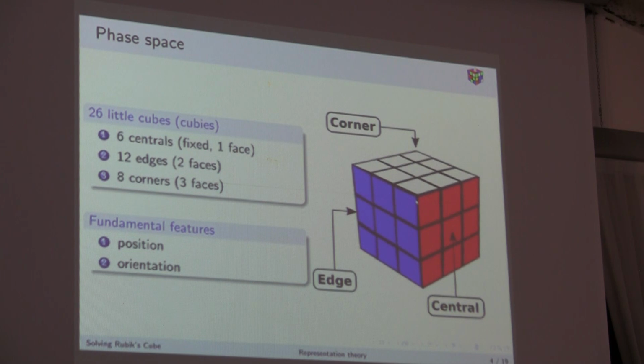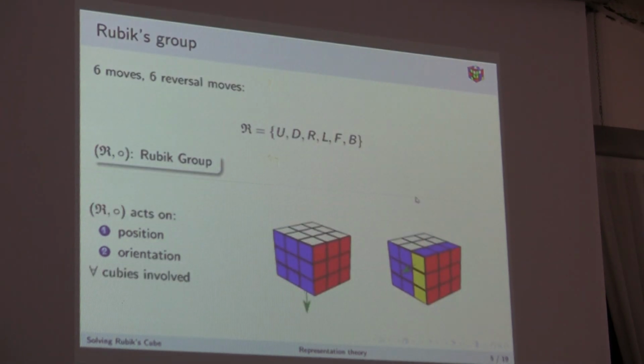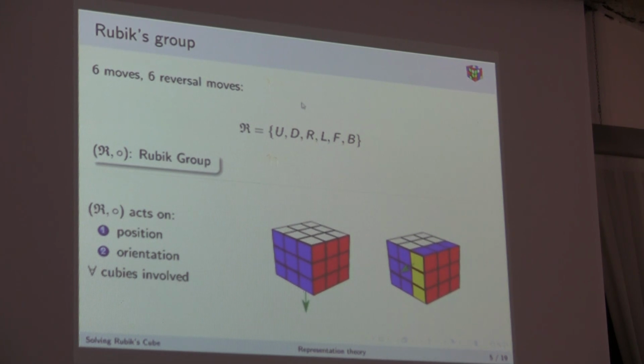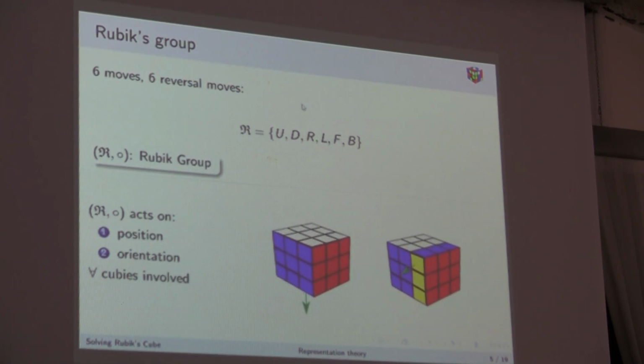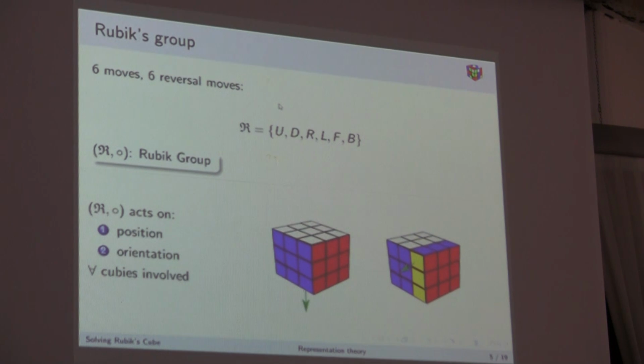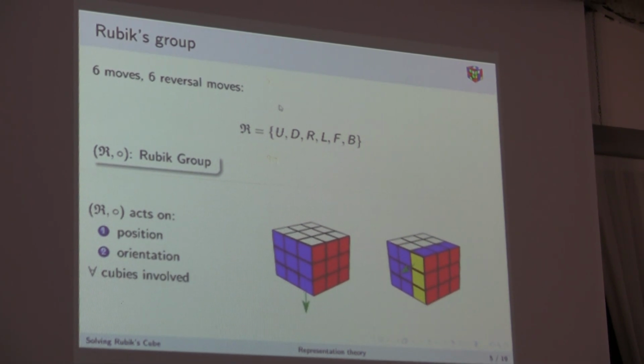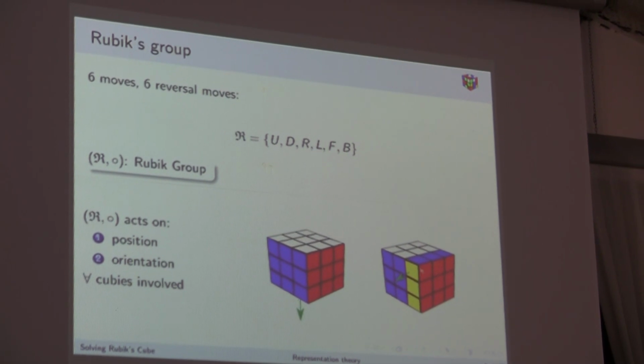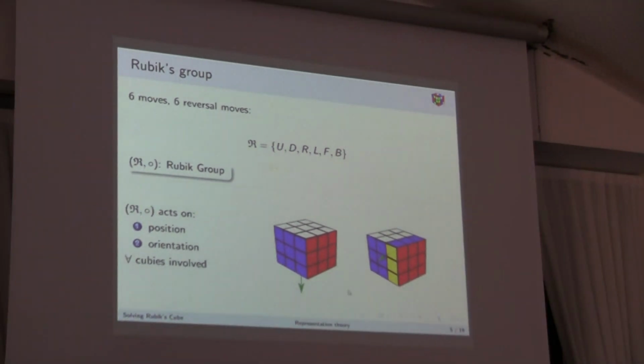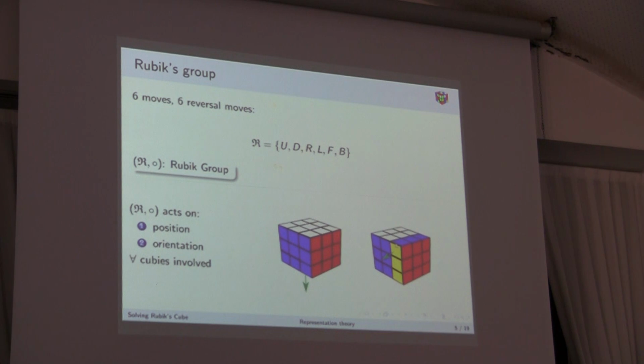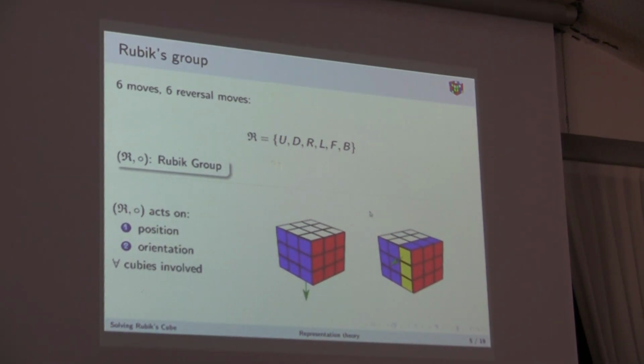cube are set. So these features, these observables, are affected by the transformations from the Rubik's group, given by 6 generators and reversed elements. And so we see, for example, we are affecting the position of a cube and its orientation, thinking the orientation as an arrow pointing in some direction.